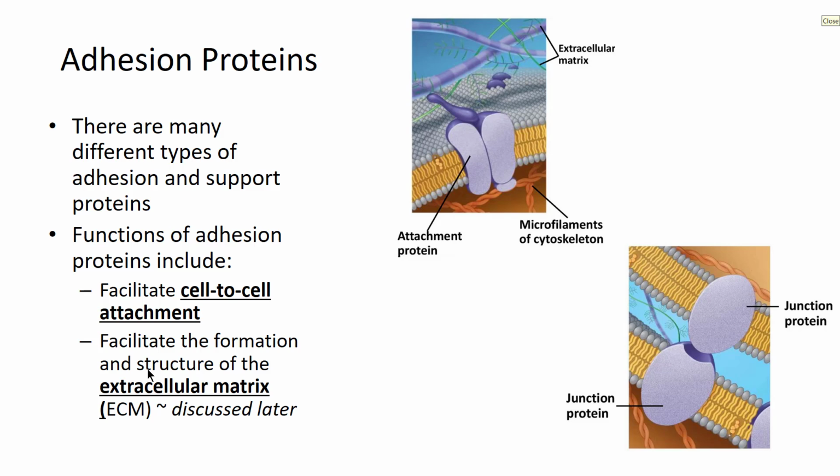Adhesion proteins facilitate cell-to-cell attachment. They'll allow two cells to bind together. This also goes along with what's called the extracellular matrix, which lies exterior to the membrane, a series of carbohydrates and proteins that also help glue cells together.